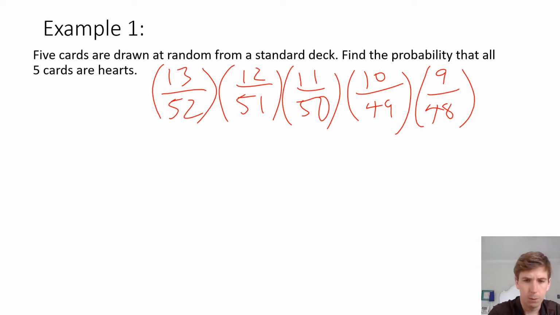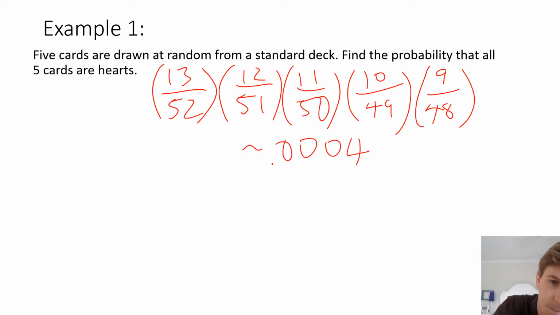If you plug that into your calculator, you would get about 0.000495 as the probability of getting all 5 hearts.